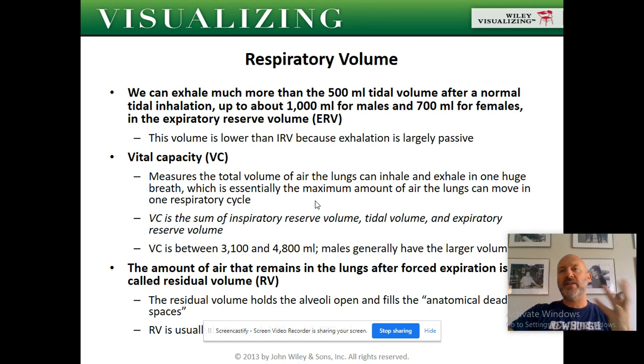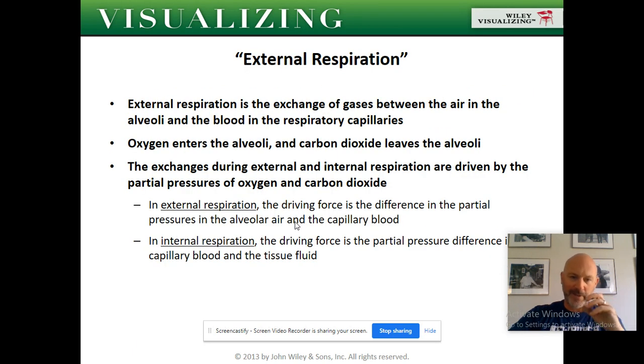Now, as I'm breathing normally, breathing in, breathing out, I have, like I said earlier, about 500 milliliters of air going in, going out, in and out. After a normal breath, I could still continue to force more air out of my lungs. That amount of air that comes out, if I wanted to, after a normal breath is taken, is called the reserve volume or residual volume. All right.